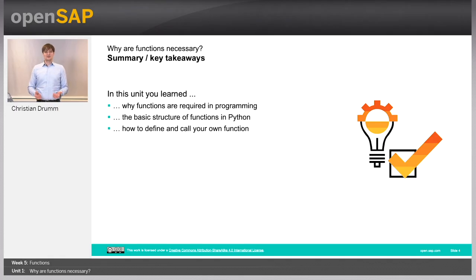So let's jump back to our slides. What have you learned in this unit? In this unit, you have learned why functions are required in programming. You have seen the basic structure of functions in Python, which elements are available. We have looked a little bit into detail how functions are defined and how functions are called. And in the end, we also analyzed the docstring.